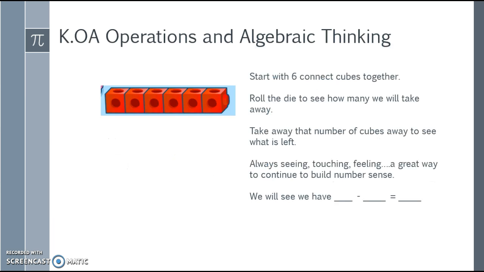Another idea, this time with subtraction, is I will start with 6 connect cubes together. I will roll the die to see how many we will take away, and I will physically take away individually that number of cubes to see what is left. So students are always seeing, touching, feeling, and it's a great way to help build number sense. And I would have them start with 6 minus something, whatever number we rolled, and then that's what's left over is the number of cubes that we still have connected in our hands.